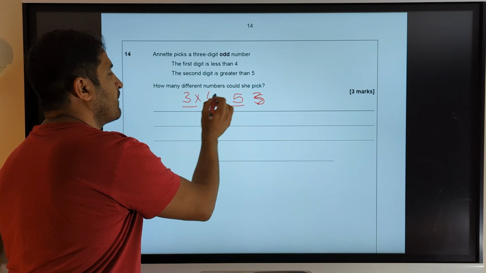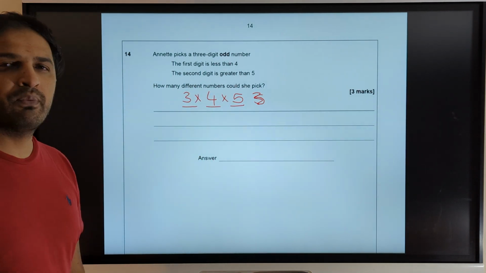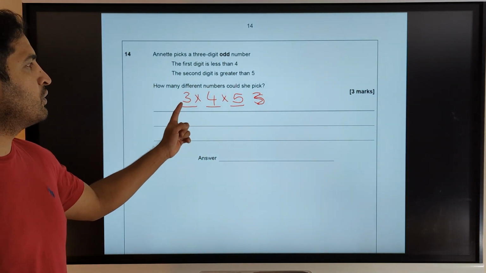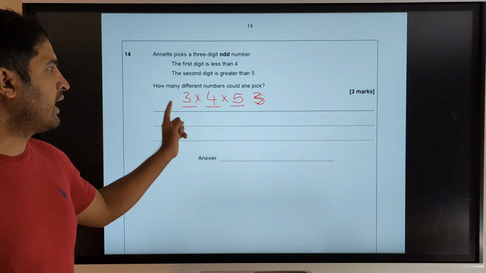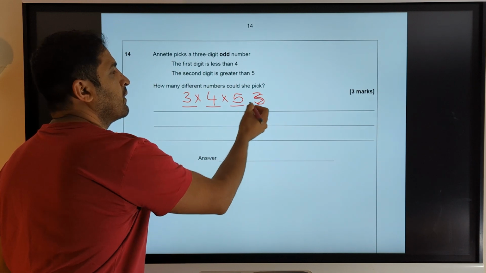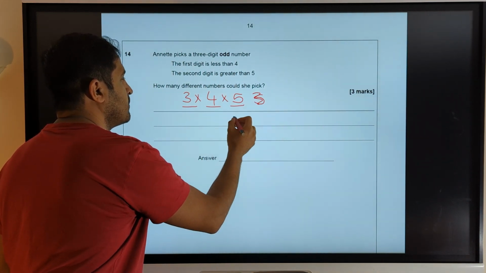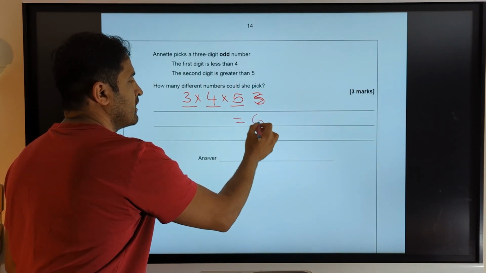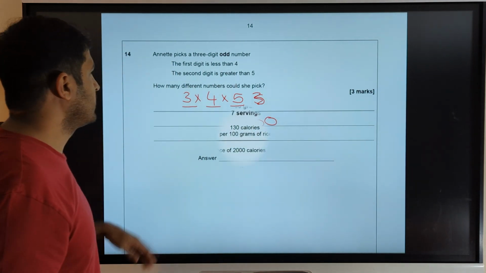So if I multiply them together, I can work out how many different numbers I can make from here. I could use anything from 1, 2, or 3 and match it up with these 4 numbers and 5 numbers. So we have 3 times 4 times 5 choices, which gives me 12 times 5, which is 60 different choices.